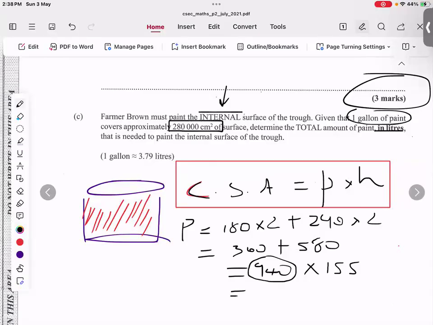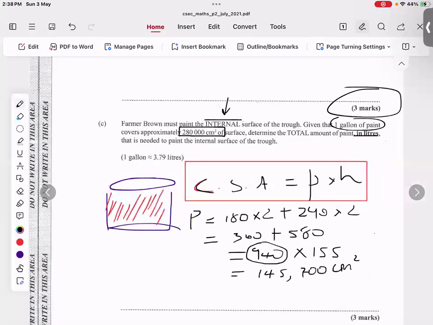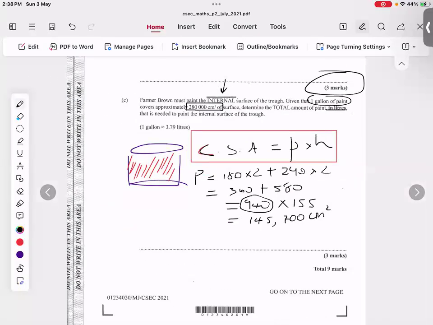Oh, that was fast. My God. Why can't I read this number? 145,700. Square centimeter. All right. So the curved surface area. There's something not right. Because this number that we're getting right here is less than, or maybe it works.